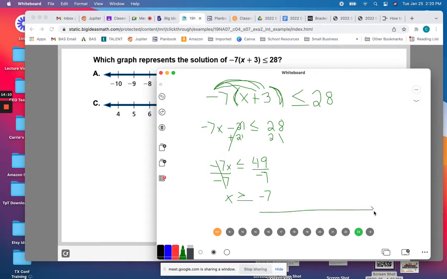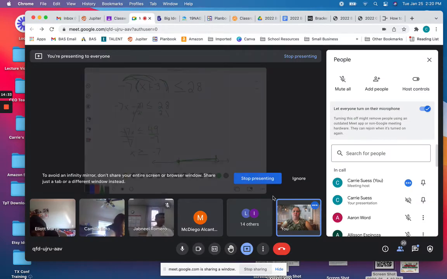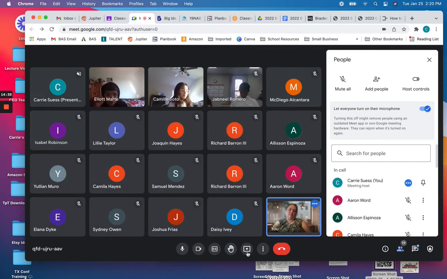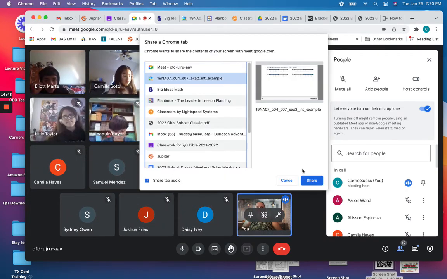So then we graph it. Well, we just have to pick the graph, right? So at negative 7, is it open or closed? Closed circle, and x is greater than, so I'm going which way? To the right. So then look at your example. Which of these is the correct answer? Let me go back. B. Does everybody agree with him?